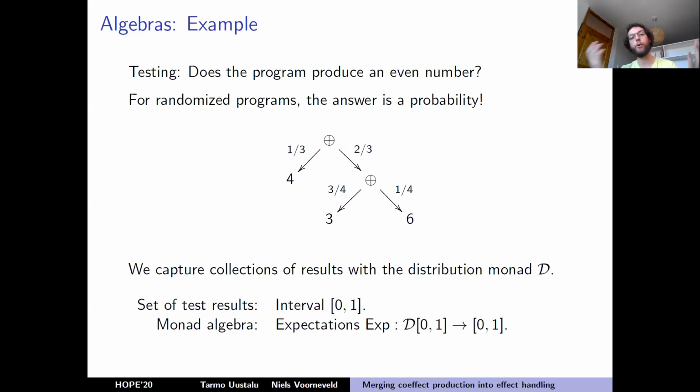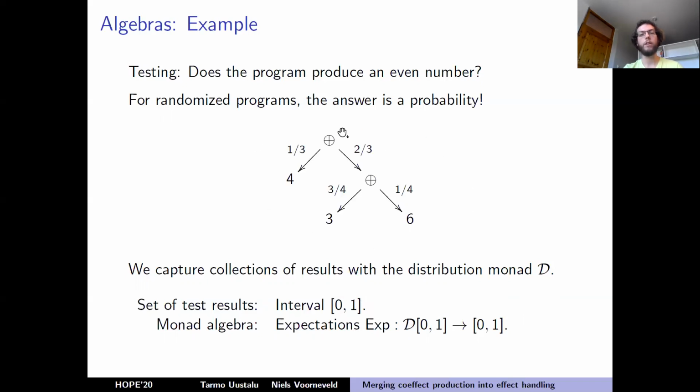For instance, does the program produce an even number? Well, that's a certain probability. So the natural types of predicates that we look at in randomized programs are predicates that are valued by probabilities. And so results of tests would be given by this real number interval here from 0 to 1. In randomized programs, we would use the distribution monad to combine all different results. And then the way to actually extract the expected probability would be using the expectation algebra here.